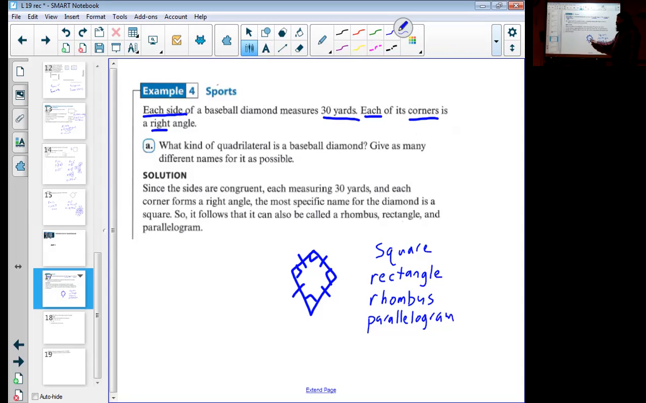Because we have two sets of sides that are congruent right next to each other, we know it's a kite. Because we have a set of sides that are parallel to each other, that means it is a trapezoid. It already had quadrilateral, so we don't need to add that.